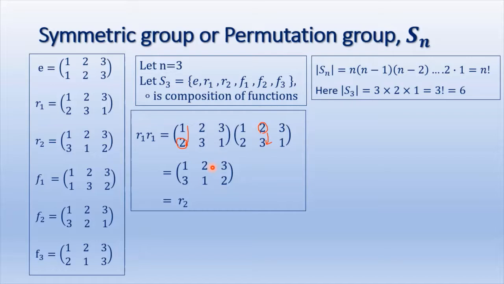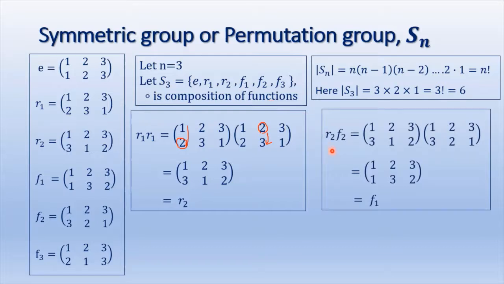We'll see another example. We are not going to perform all the 36 compositions of functions, but just to understand, let us see another. So R2 into F2. Consider R2. What is R2? R2 is this permutation where you are having the second row as 3, 1 and 2. In F2 you are having 3, 2 and 1. So you are going from the left only. In the first element 1 goes to 3 and in the second element 3 goes to 1. So resulting 1 goes to 1.